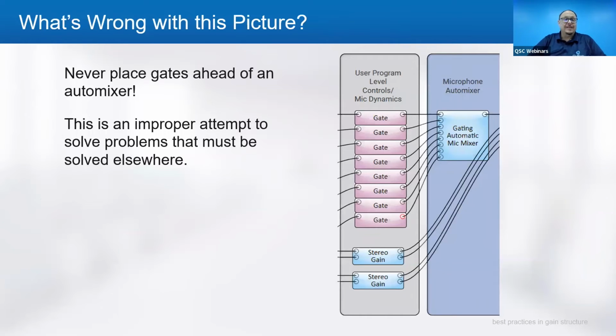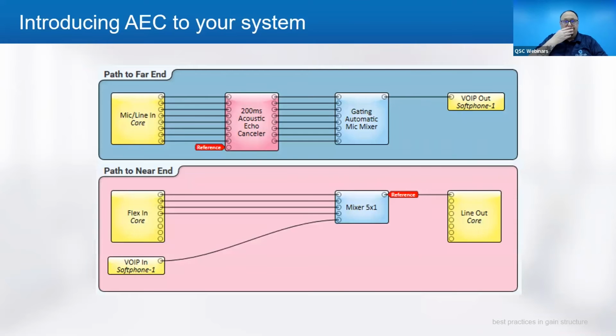One thing, never place gates ahead of an auto mixer. I'm going to be honest, I did this early on in my conferencing career. There was one microphone wire that was noisy, and it would always gate the gating mixer on, and I'm like, I'll just put a gate below that, but it obviously doesn't perform well. So it's a bad way to solve it. I should have solved that problem upstream, between the microphone and the DSP.